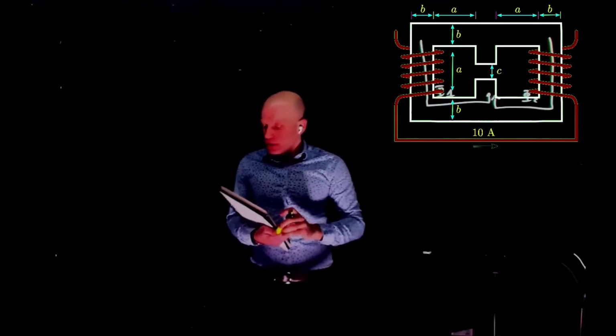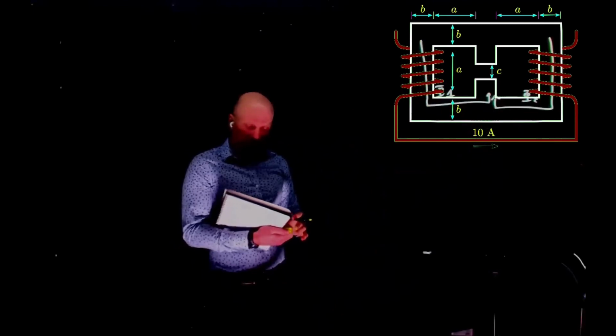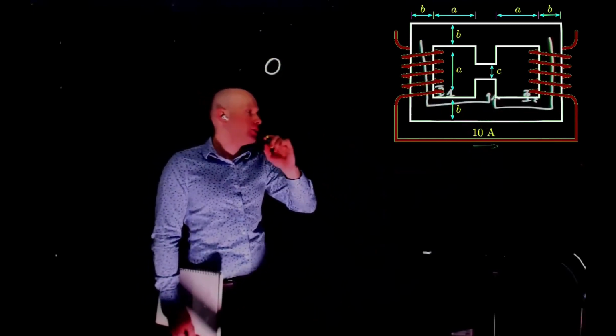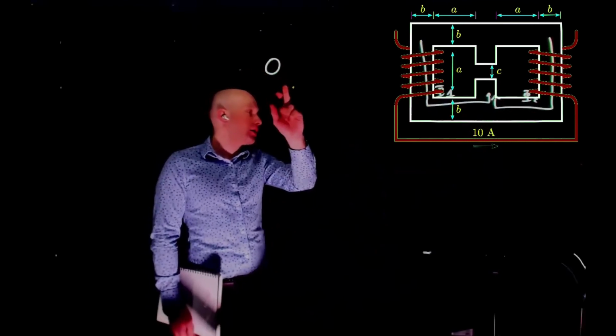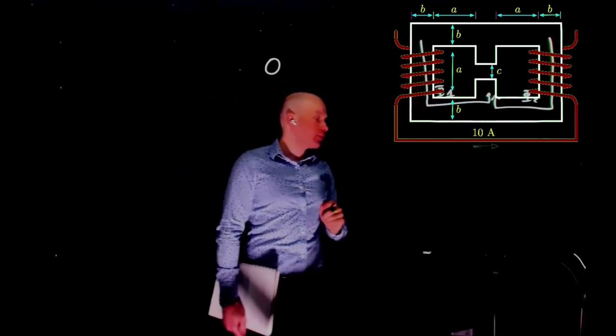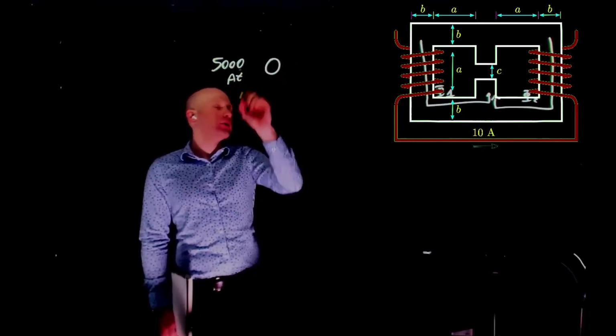Now we can create an equivalent magnetic electrical circuit. We can start with our input here. The input is Ni. So the Ni for the first coil is 10 times the number of turns. That is 5,000 amp turns.